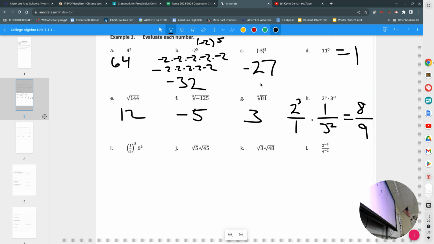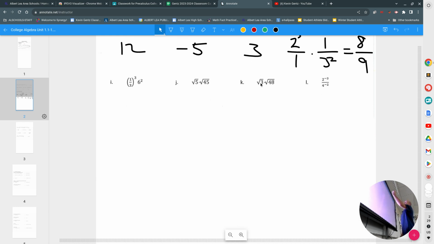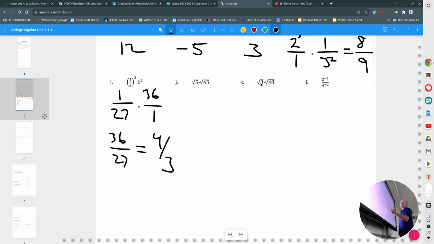Okay, here we go. 1/3 to the third, and then 6 squared. That's what we've got. So what's 1/3 to the third power? 1 over 27. Then 6 squared is 36. So we get 36 over 27. And 36 over 27 can be reduced. Both are divisible by 9. So you get 4/3.